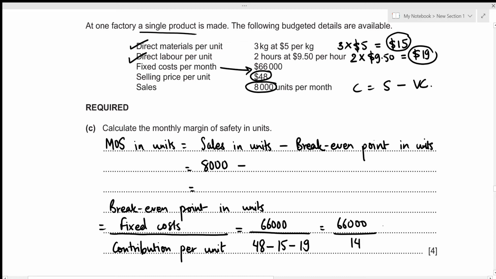So this gives our break-even point in units to be 66,000 divided by 14, which is 4,715. Now we just need to substitute this value into our formula for margin of safety in units. So that's 8,000 minus 4,715. Now this will give our margin of safety in units to be 3,285. So this concludes the third part of this question. Now we can move towards the fourth one.